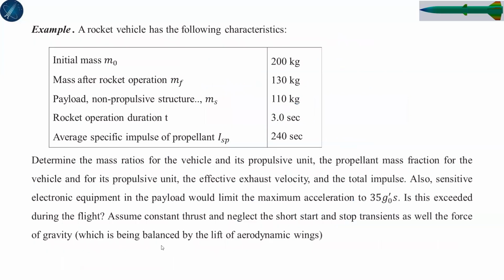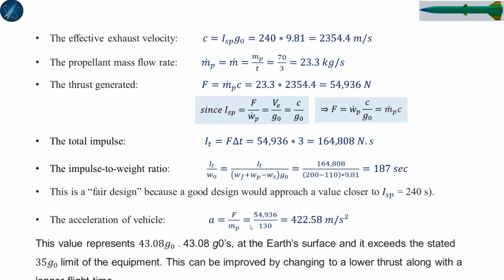Look at what the question says. Assume constant thrust and neglect the short startup and stop transients as well as the force of gravity, which is being balanced by the lift of aerodynamic wing. Sensitive electronic equipment in the payload would limit the maximum acceleration to 35 G naught. Look, the maximum acceleration is 35 G naught. Does this exceed during the flight? The question says, does this exceed during the flight? Yes, it exceeds. How does it come?